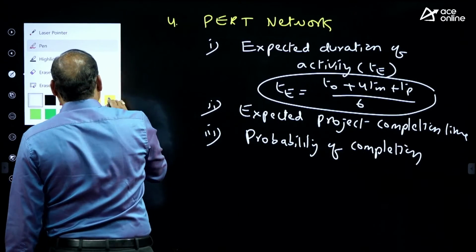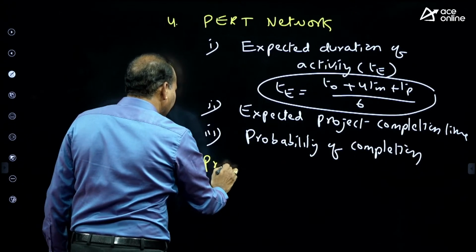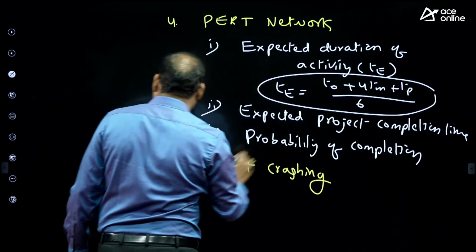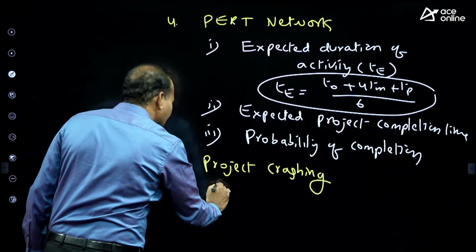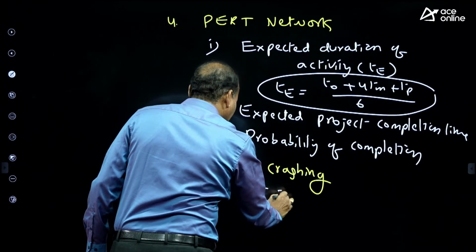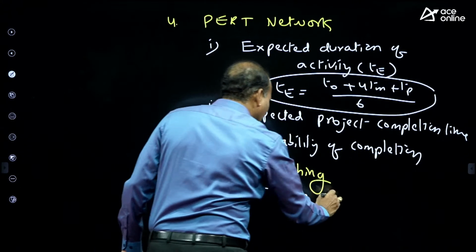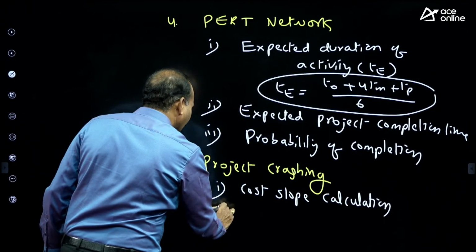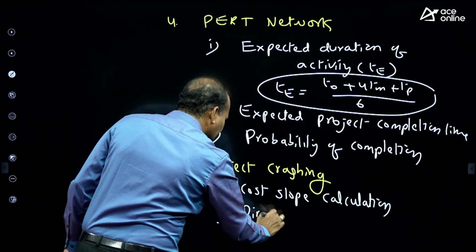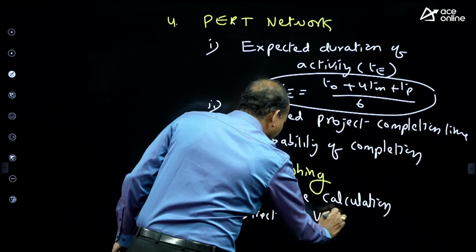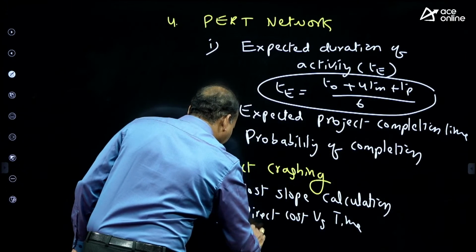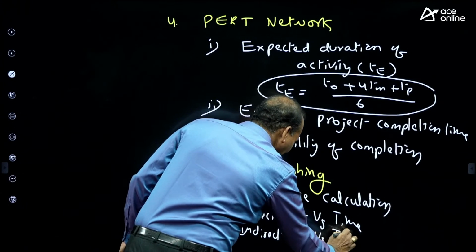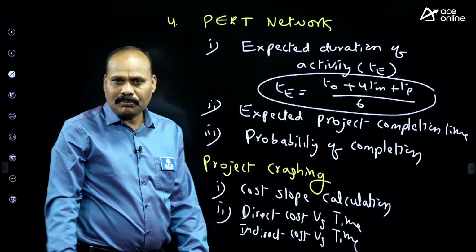And the next important topic is project crashing. In project crashing, cost and time relationships, how the direct cost behaves, and in most cases cost slope calculation, which is linked with direct cost. The formula is there, and direct cost versus time, indirect cost versus time, and what are the direct cost elements, what are the indirect cost elements. Such kind of questions we generally get in the crashing chapter.